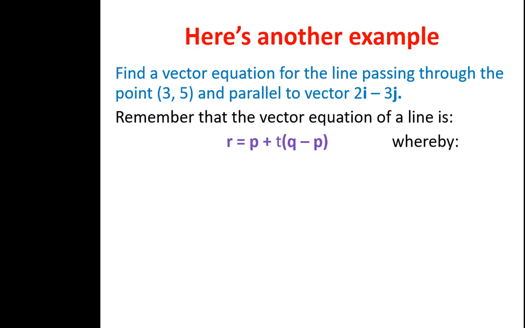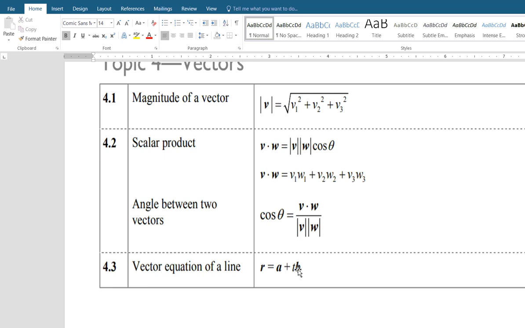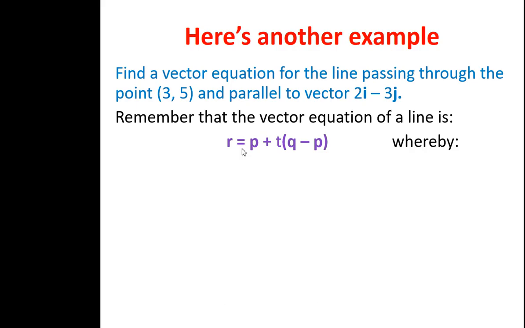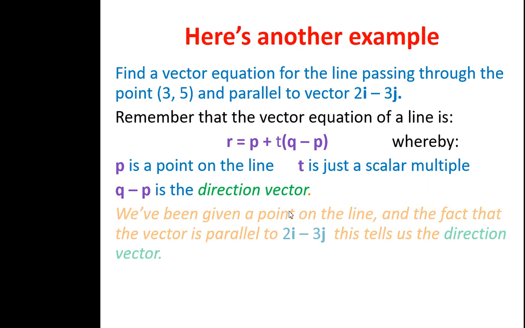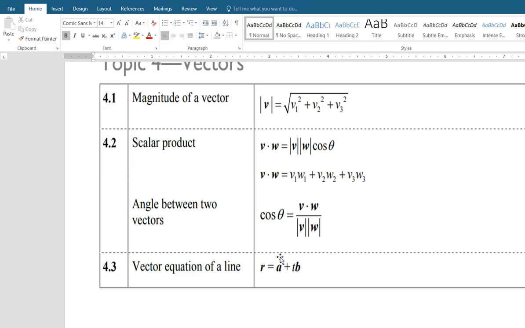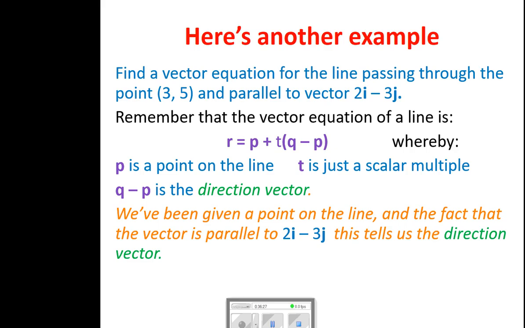Remember that the vector equation of a line is this thing here. Feel free to write what's in the formula booklet too, because in the formula booklet they've got r equals a plus tb, where b is the direction vector. So p plus t times (q minus p), whereby p is a point on the line, t is just a scalar multiple, and q minus p is the direction vector. Same thing with this one: a is a point on the line, t is a scalar, b is the direction vector. Feel free to write that because that's what's in the formula booklet.